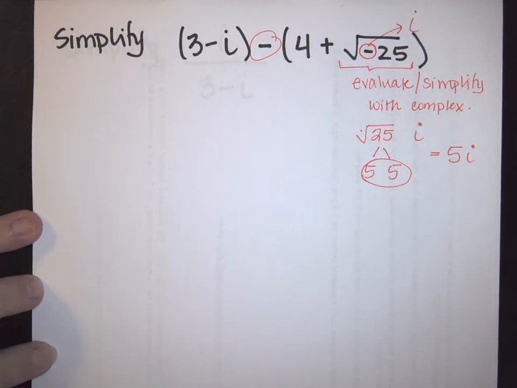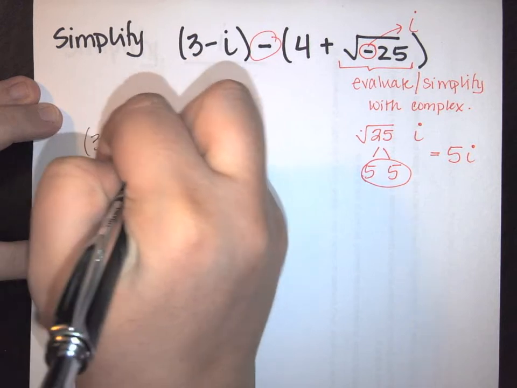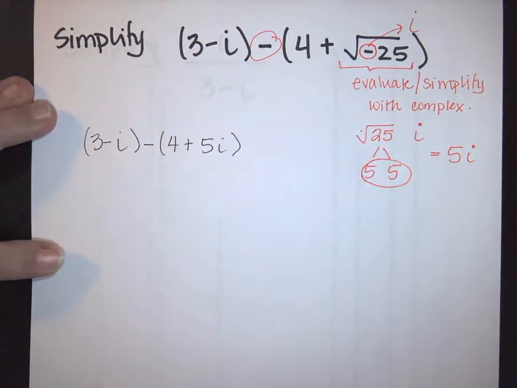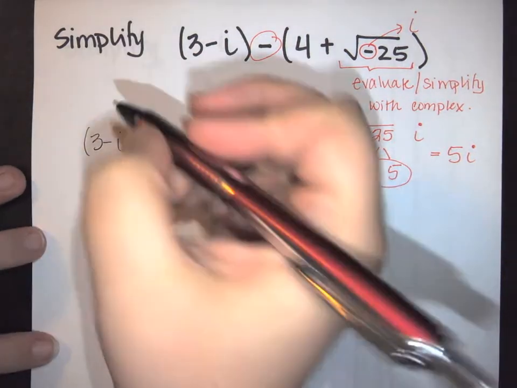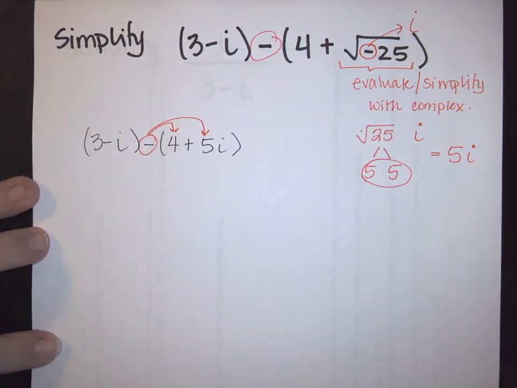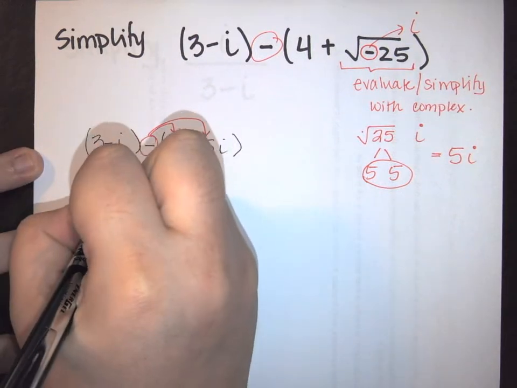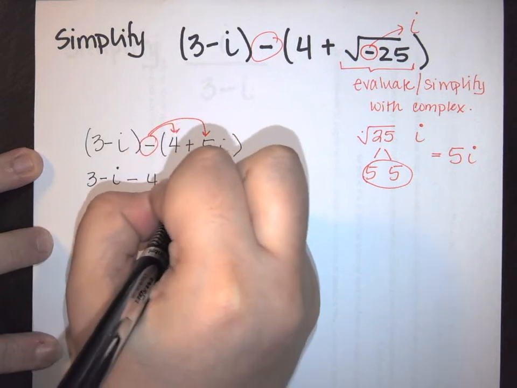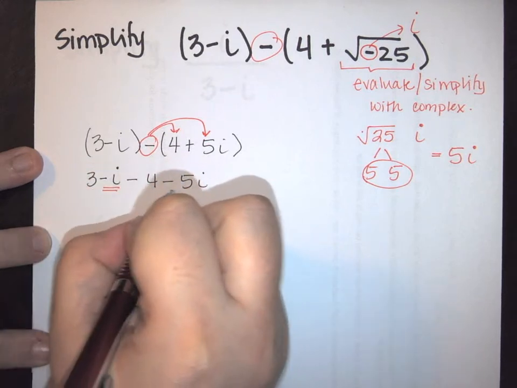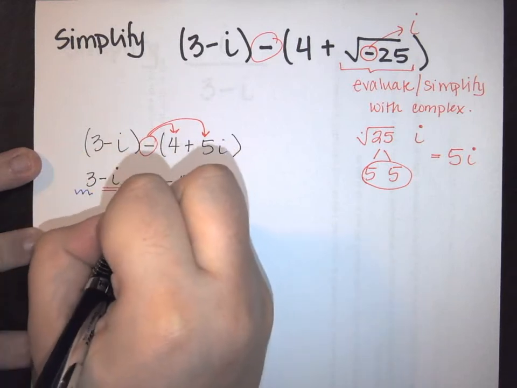Now that we've done that, we need to go ahead and rewrite our problem, and so we have here 3 minus I, and we're going to subtract away 4 plus 5I. Now that that's been done, we need to take this negative and distribute it through the back parentheses here. So in this case, we're going to have 3 minus I minus 4 minus 5I. Now we need to go ahead and combine. My I terms will combine with each other, and my constants will combine with each other.